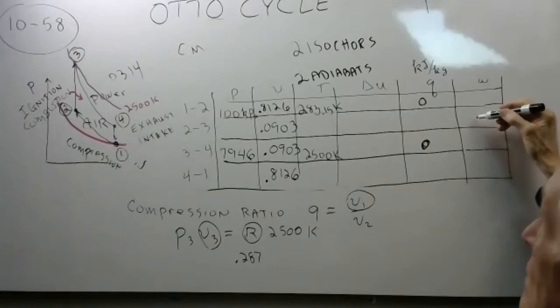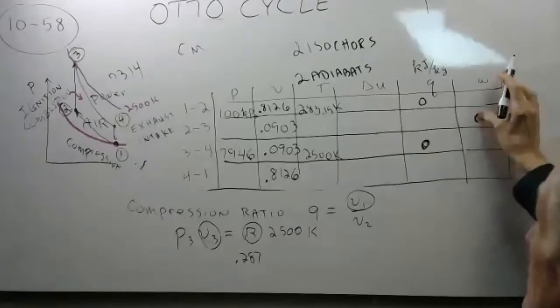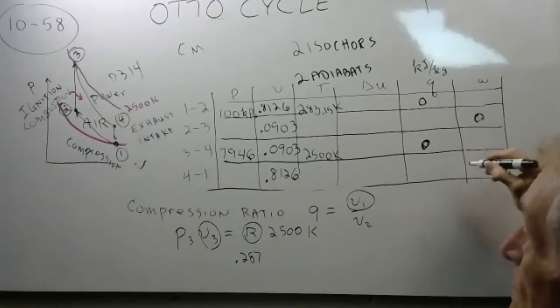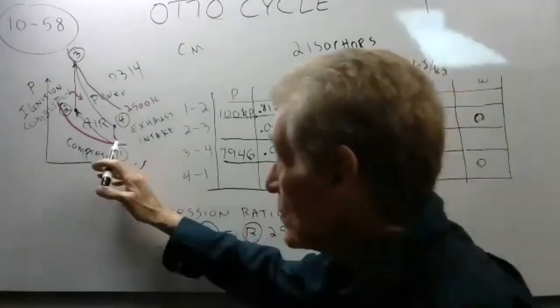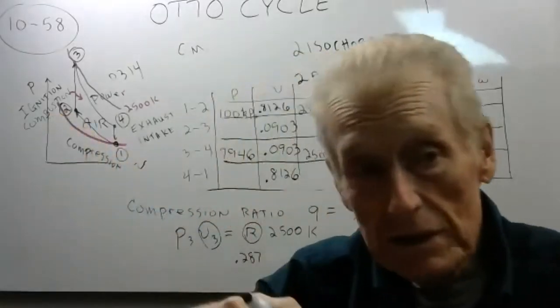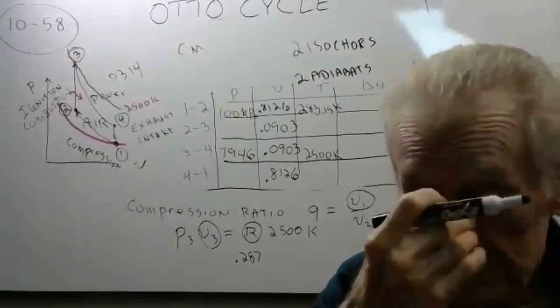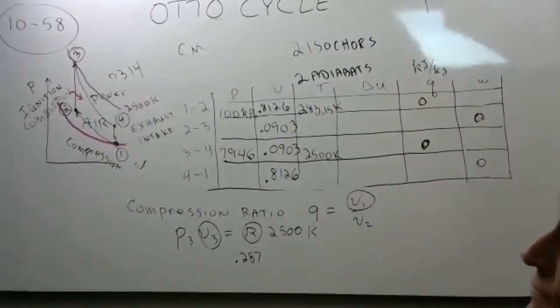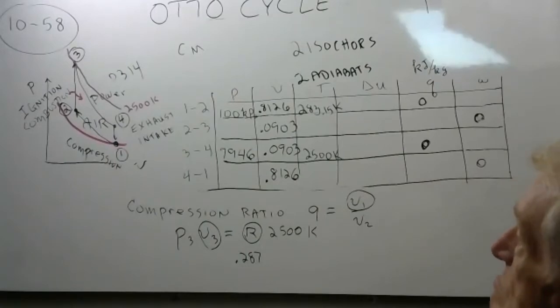Yeah, because see, from 2 to 3 is an isochore, and from 4 to 1 is an isochore. There's no work. Hey, you don't do any work on an isochore. See, isochores, what that is you don't move. To do work, you gotta move. You gotta have displacement. Okay, well, that was fun. We got a lot of empty boxes here.